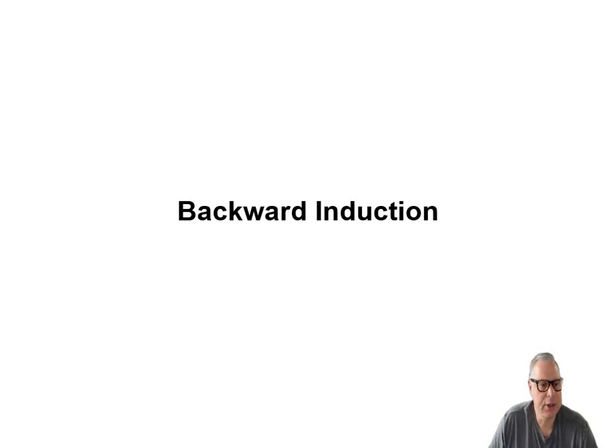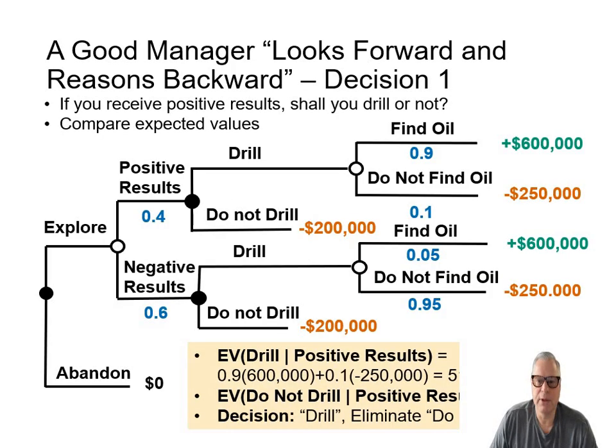Okay, let's continue with the previous example and start analyzing that decision tree. What we do in decision analysis is typically captured by the buzzword of backward induction. And what that means is that a good manager looks forward but reasons backwards.